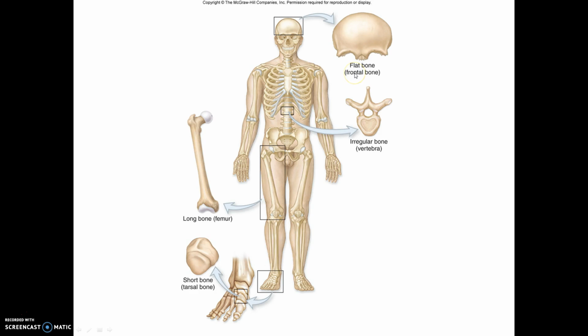Irregular bones are more elaborate, and they can't be really classified into any of these other categories. So for example, the os coxae here would be an irregular bone. Vertebrae would be irregular, as well as a couple of our skull bones, the ethmoid and sphenoid, which we'll learn about more in the next module.